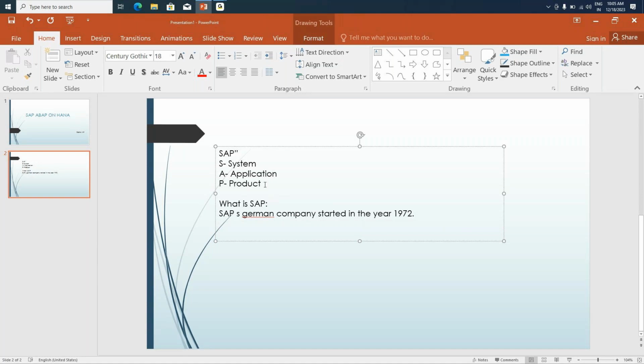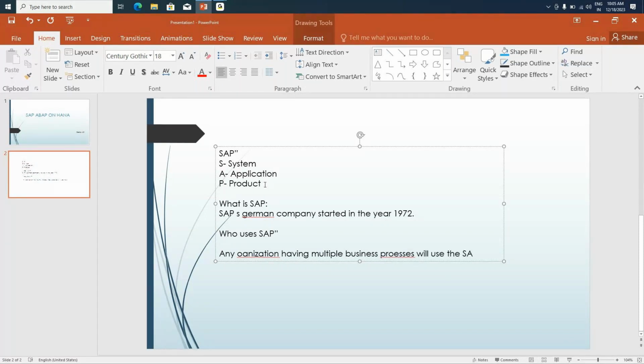So who uses SAP exactly? In terms of business, which kind of business users use this SAP? Any organization having multiple business processes will use SAP to integrate their business processes. So what exactly is a business process?